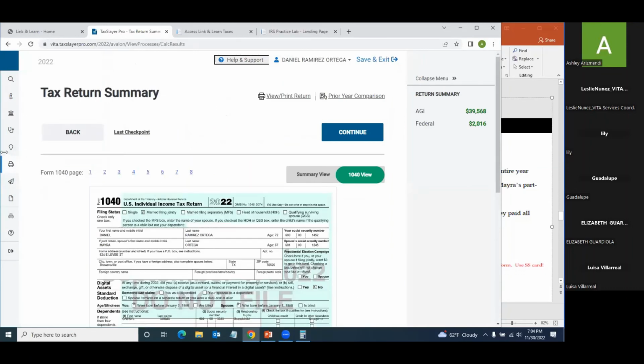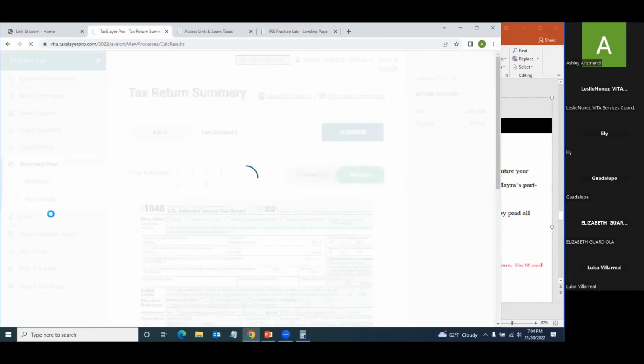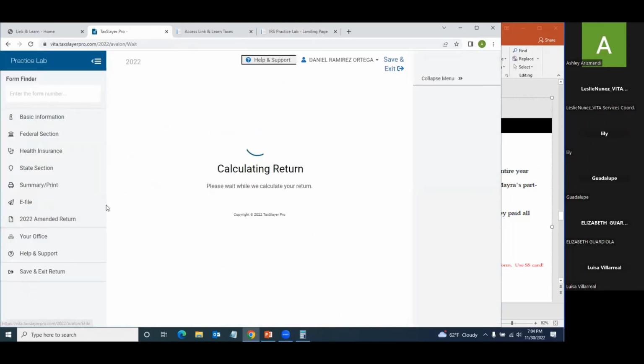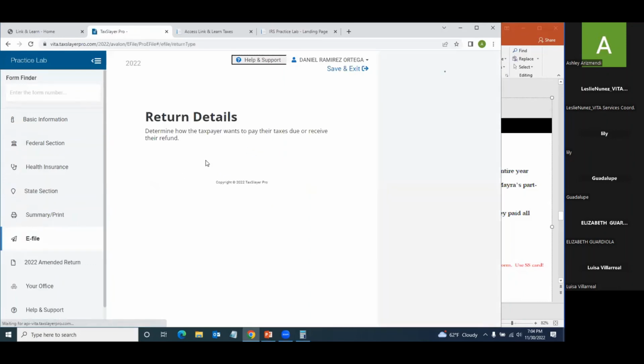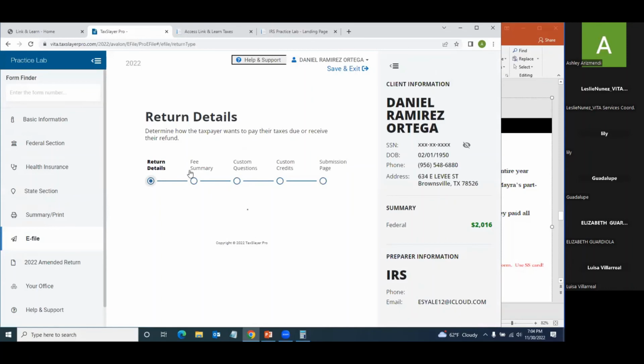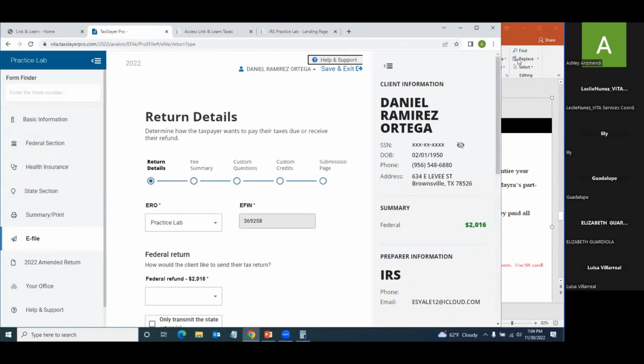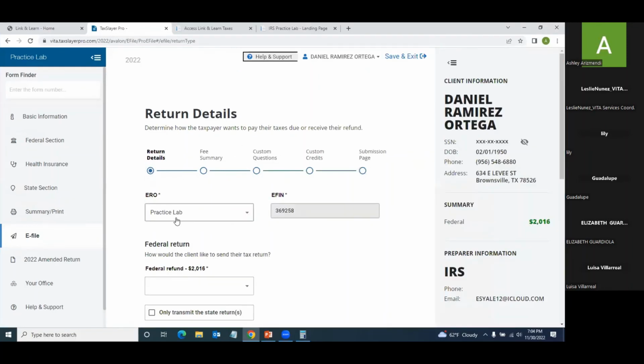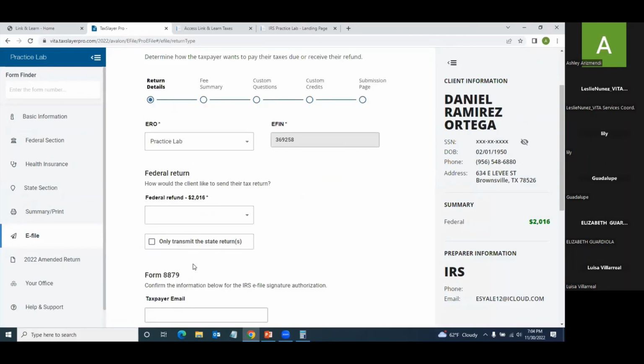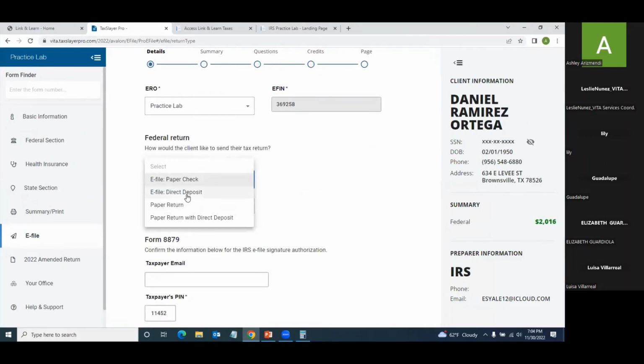And then we would go to the e-file part, because of course, after we're done doing the tax return, this would be the ending. So on the return details, since this is a practice lab, we would put direct deposit if they wanted their check direct deposit. If they wanted to receive a paper check, we would just put e-file paper check.